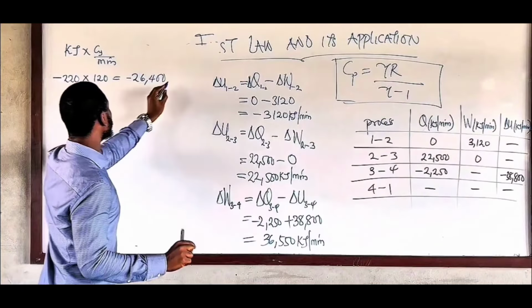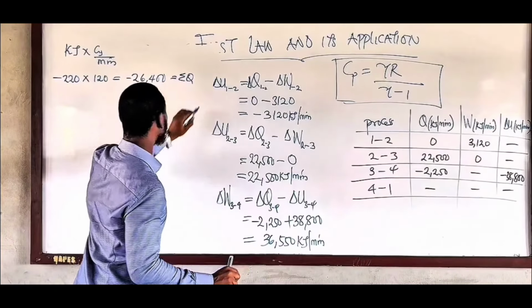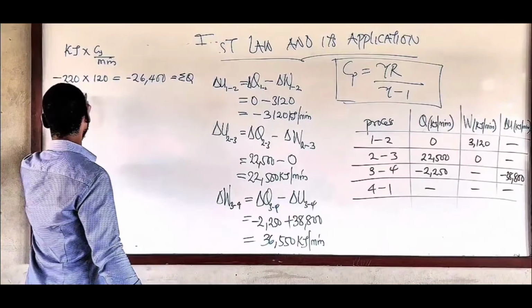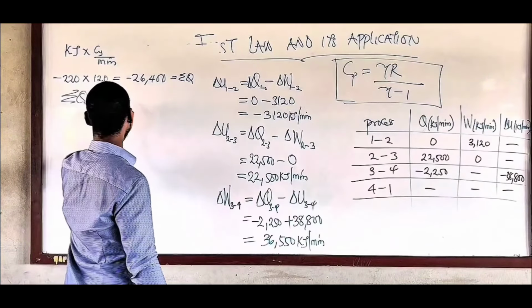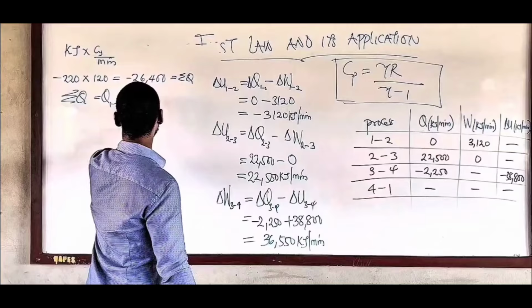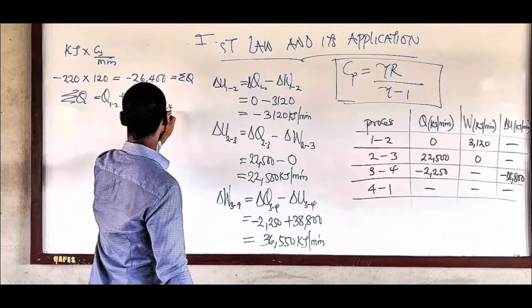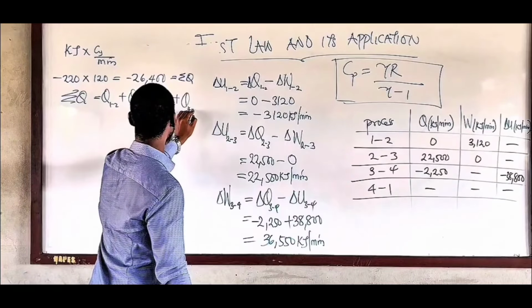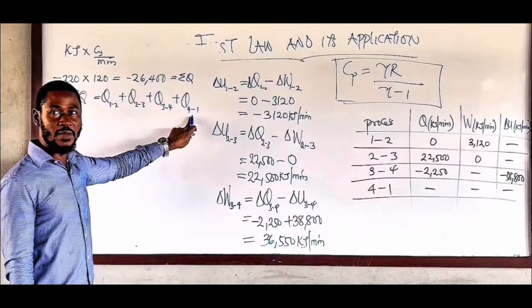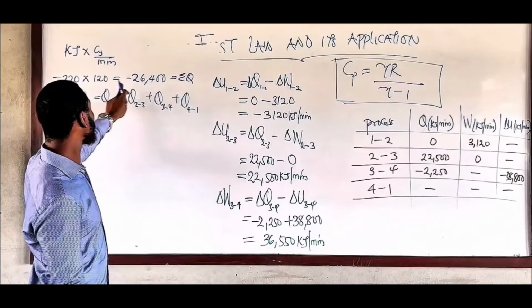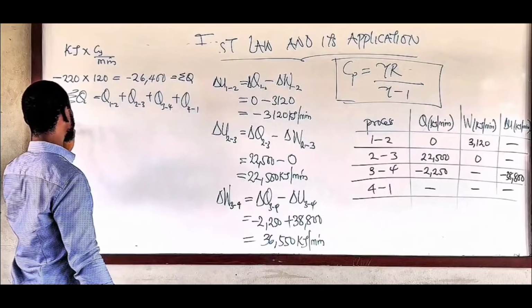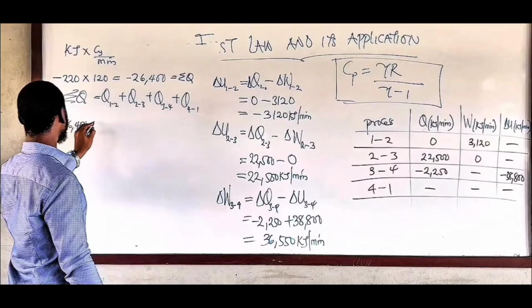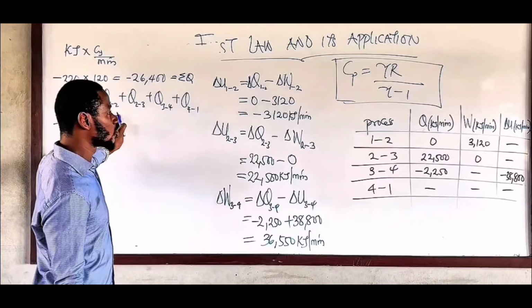Summation of Q. This value is for summation of Q. In this case, summation of Q equals Q from process 1 to 2 plus 2 to 3 plus 3 to 4 plus 4 to 1. This is what we are asked to determine. Then the summation of Q has been gotten as minus 26,400, which is the same thing.